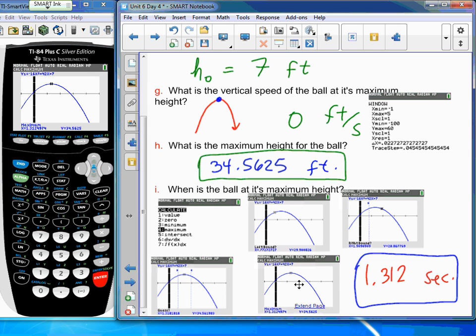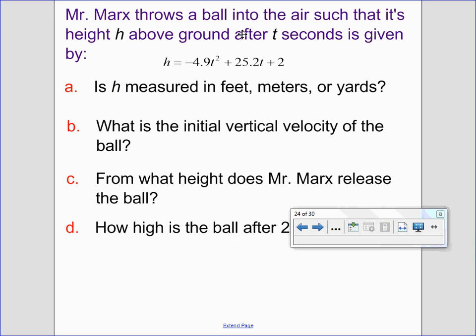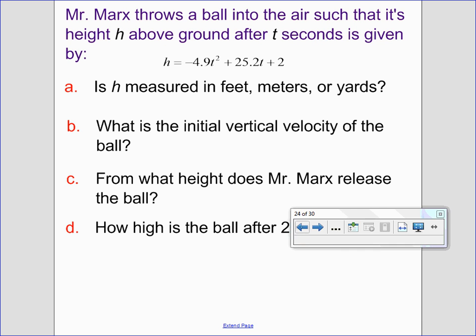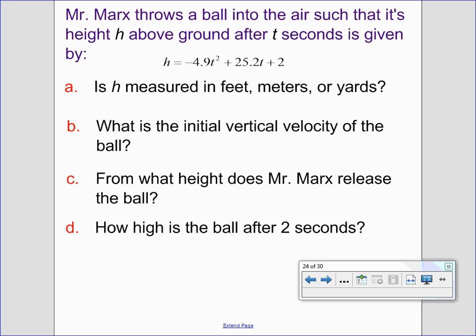What questions do you guys have about this first one? That's pretty sweet. Mr. Marks throws the ball into the air such that its height h above ground after t seconds is given by h equals -4.9 t squared plus 25.2 t plus 2. We can answer all kinds of questions, like, is h measured in feet, meters, or yards?